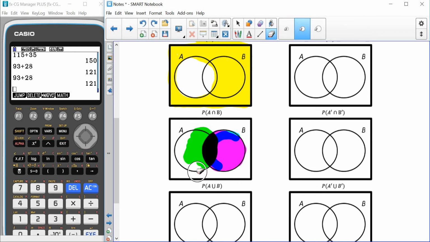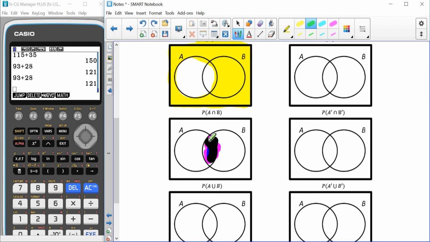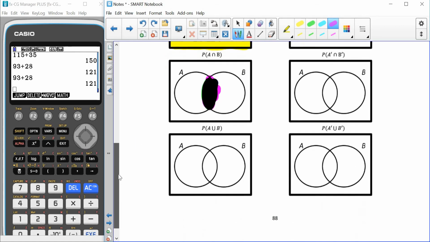So we're not wanting any of this part here that's just green, and we're not wanting any of this part here that's just pink. We're only wanting the middle part, which is this part here. So it should just be this part here that's being coloured in, the overlap between A and B.